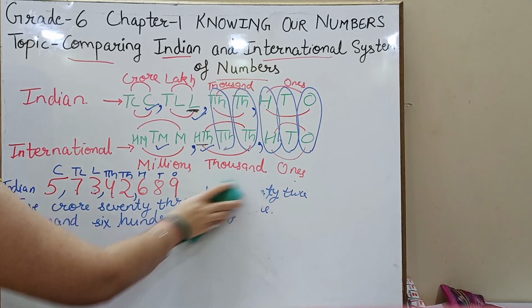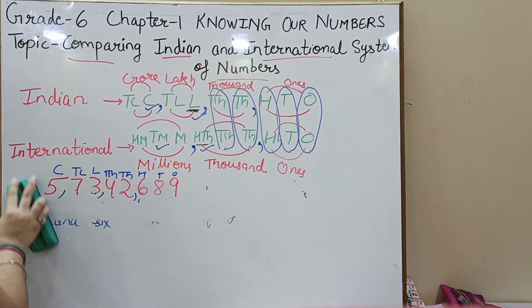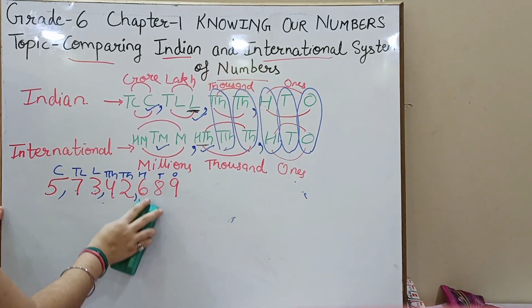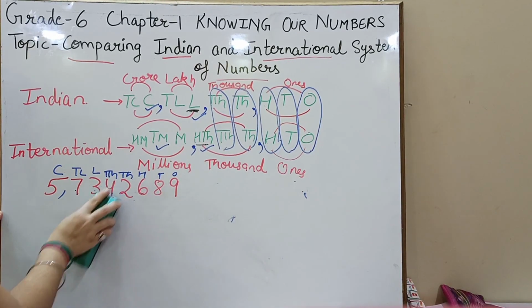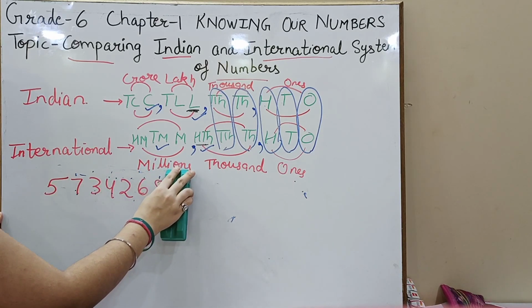Now the next, if the same number I tell you to write down in international number system, it is also similar, but there is a little bit different that you are going to place the commas as well as the place values in a different way. Let us see how we are going to put the place values.